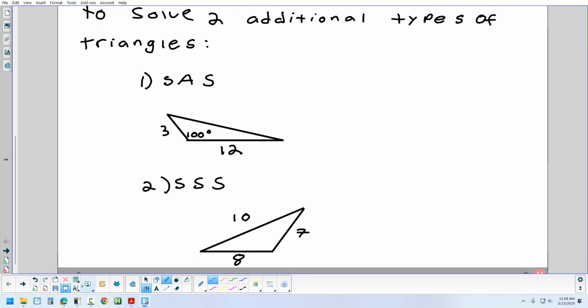Okay, so side, angle, side. Well, it looks just like the letters tell you. They give you a side, an angle that's between the two sides, and then the other side. For side, side, side, well, they give you all three sides.